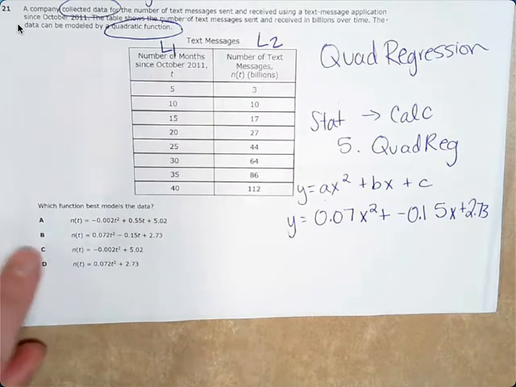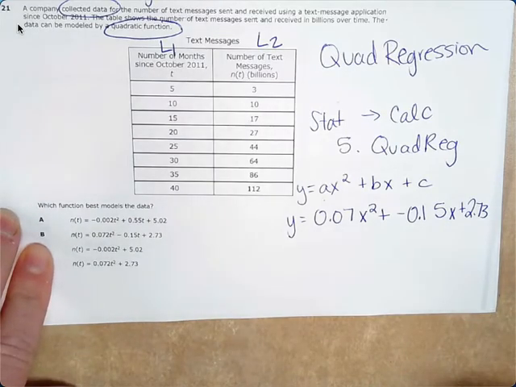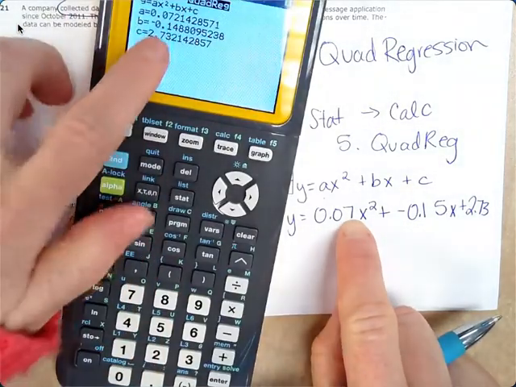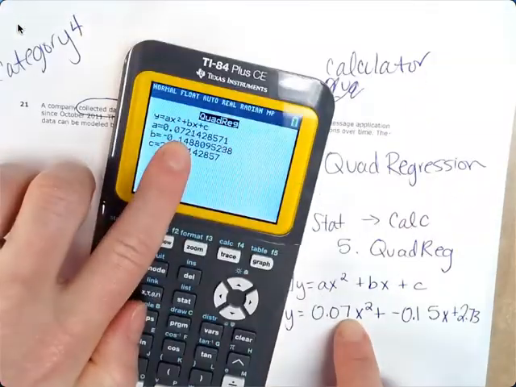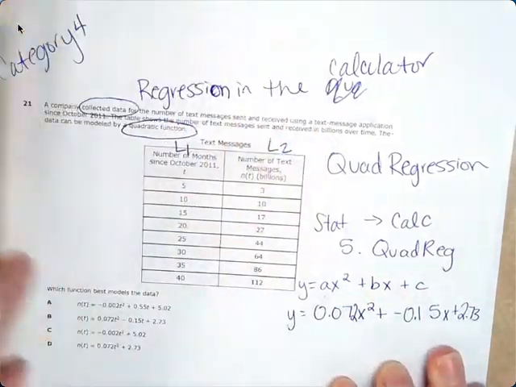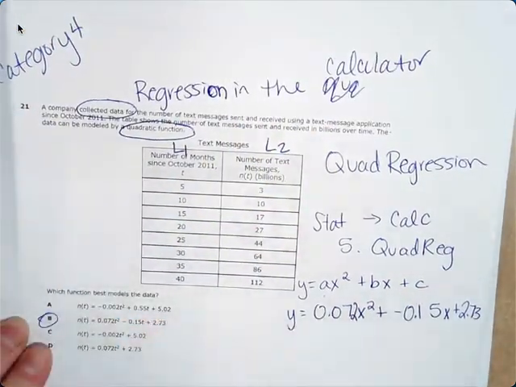So now look at your answer choices. What do y'all see? Which one is almost the exact same? B. The only thing that's missing is that 2 because I rounded. But look over here. It should be 2. So that's our answer.